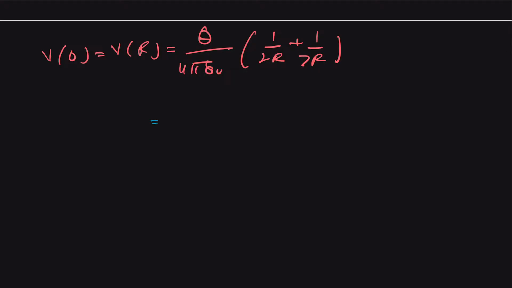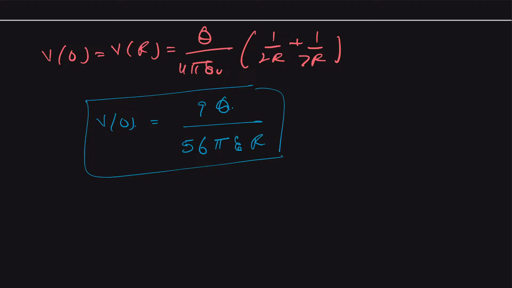Therefore, we get that this will be equal to 9 over 14. Okay, so this will be coming as 9 times q over 56 pi epsilon times r. So this is our potential at the center. Okay. Next question.